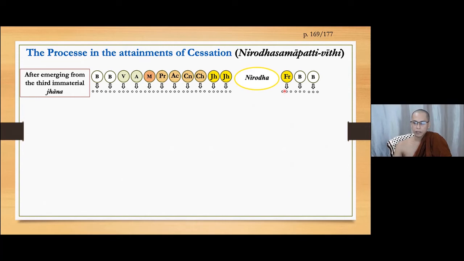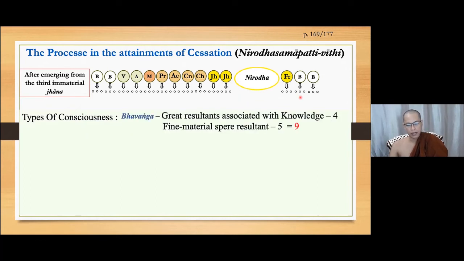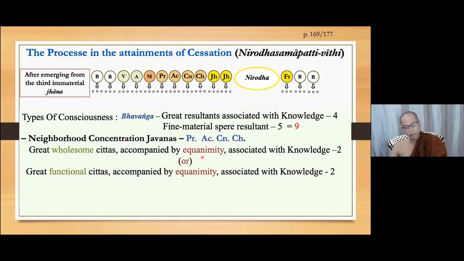Then when the meditator emerged from the Nirodha, the fruition, okay, these are the types of consciousness during this period of time. The Bhavanga are 9, as usual, because of the absence in the immaterial plane of existence, only the 9 with the knowledge. Then the neighborhood concentration in the slide I shared dropped the equanimity, so it was a mistake. Right here, the wholesome citta accompanied by equanimity, associated with knowledge too, because here the jhanas are immaterial jhanas. All the immaterial jhanas are accompanied by equanimity. That is why the neighborhood concentration must also be identified with the accompanying feeling of equanimity.